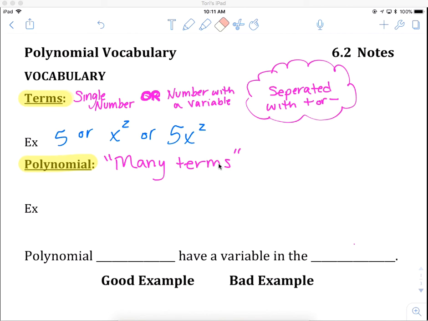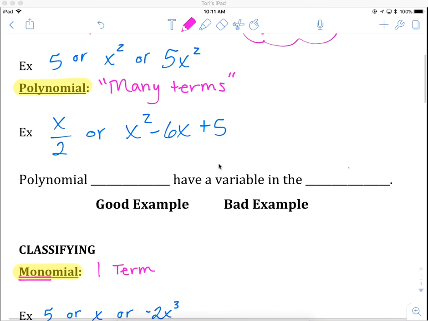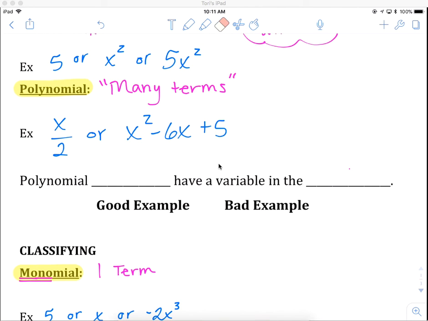Okay? All right, so when we talk about polynomials, what that means is many terms. Poly means many, nomial means terms. So we could have just one term, something like x over 2, or we could have multiple terms, something like x squared minus 6x plus 5. Okay? Could be one term, could be 10 terms. Polynomial just means many terms. Okay? So how do we know if something is a polynomial? Well, it's going to be a polynomial anytime you do not have an x or a variable in the denominator. So a polynomial never has variables in the denominator.